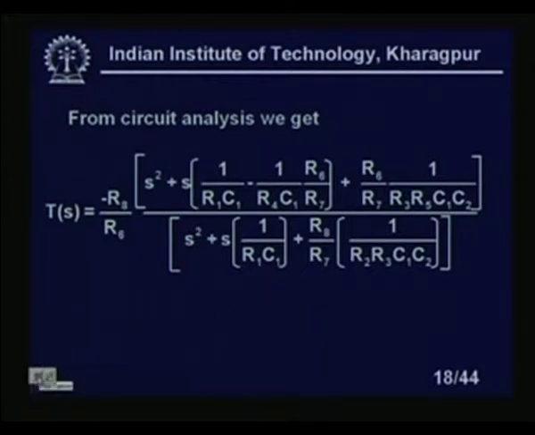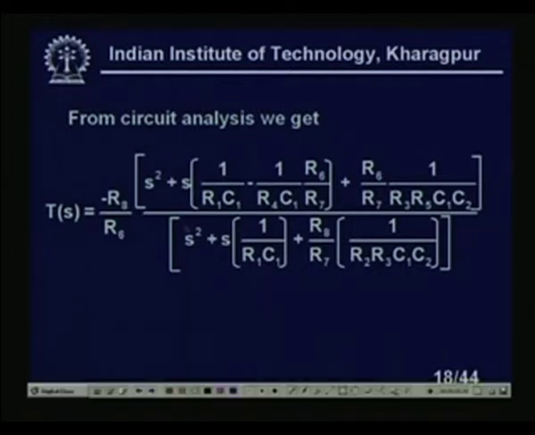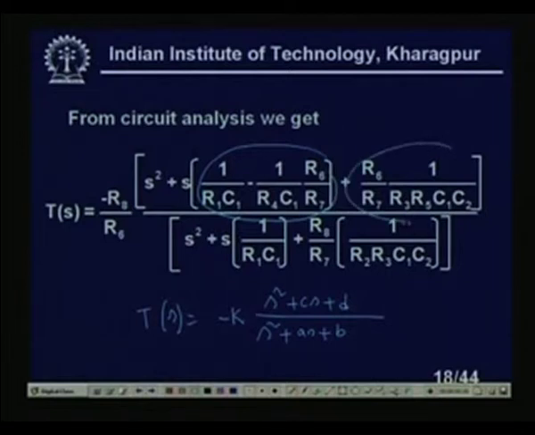One thing you see here which is very important: this is very similar to the general structure. I can write T(s) equal to minus K times (S square plus Cs plus D) over (S square plus As plus B), is it not? Very similar to this type of structure. Now, for this reason all these components we can realize by some resistances and capacitances. So, if I purposefully make that portion 0, obviously I can get it.